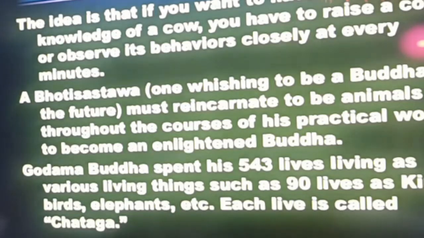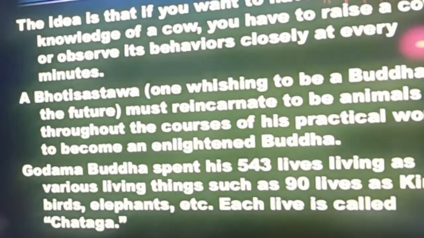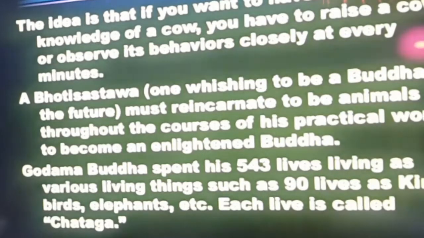Our Buddha, I mean Thai Buddha, is Gautama Buddha, but Mahayana may have different Buddhas, Amitabha Buddha, Ananda Buddha, because they are endless Buddhas. But our Buddha, God Gautama Buddha, was reincarnated 543 lives before he got enlightenment. 443 lives after being forecast that he would become Buddha.